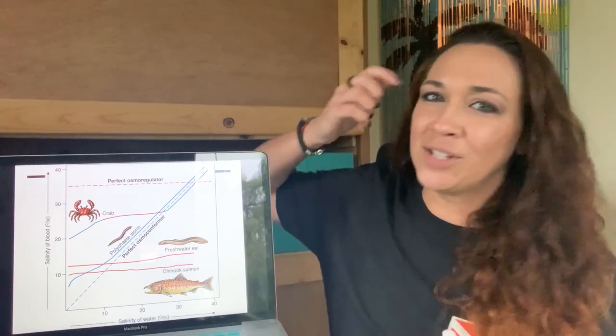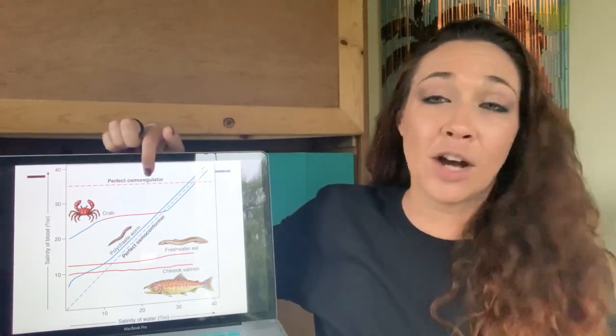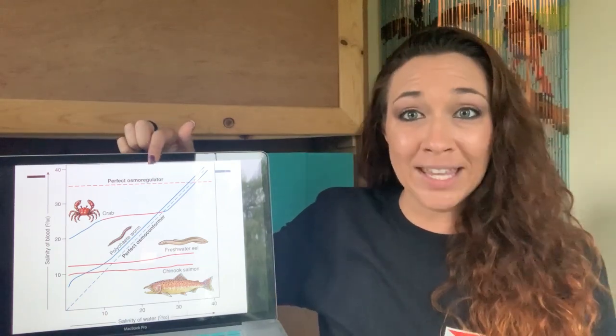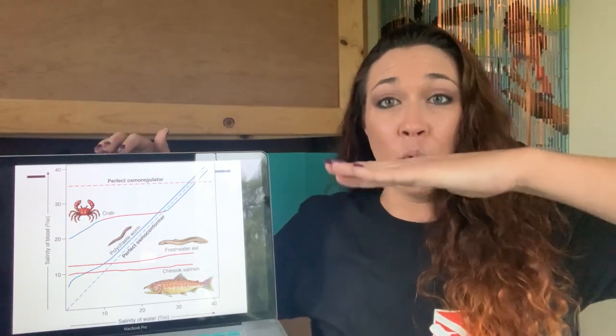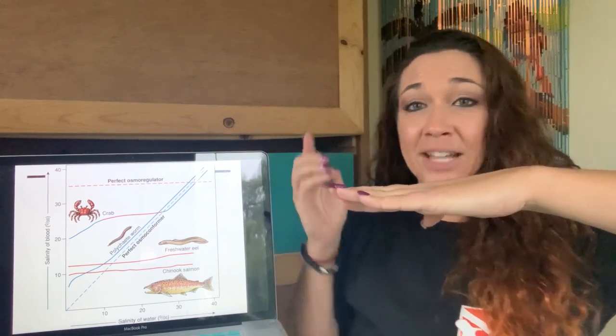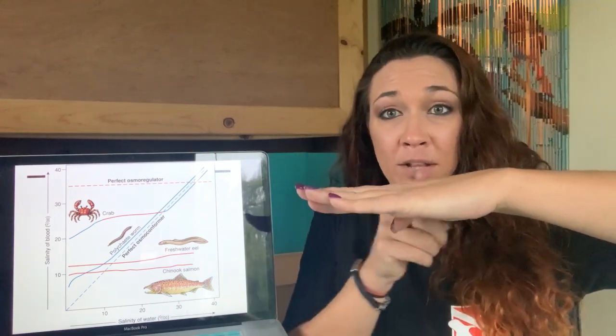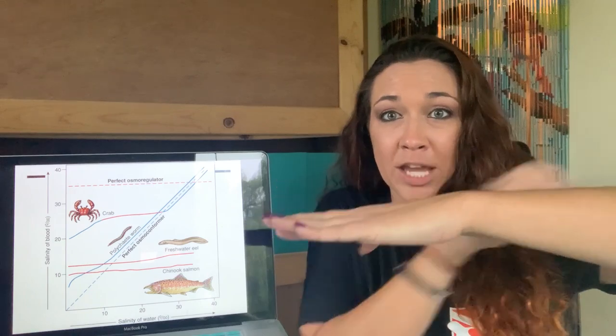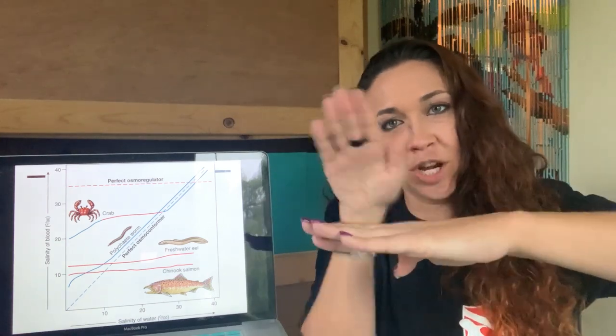Okay, so we have some osmoregulators, we have some osmoconformers. On the top right here, you see a perfect osmoregulator, meaning osmoregulating. They are regulating their water concentration, so it does not change, right? No matter what the outside environment is, they're keeping their water concentration perfectly regulated.